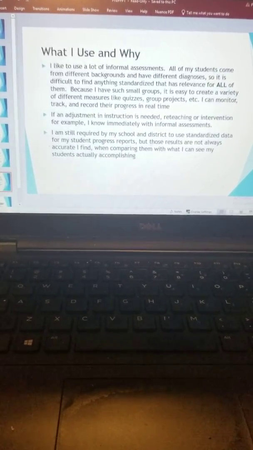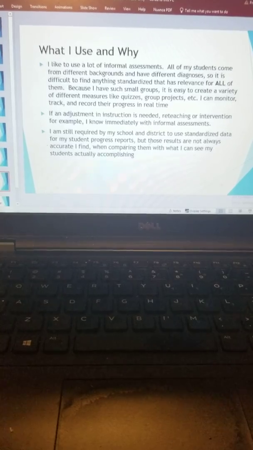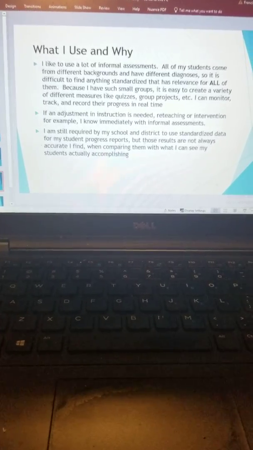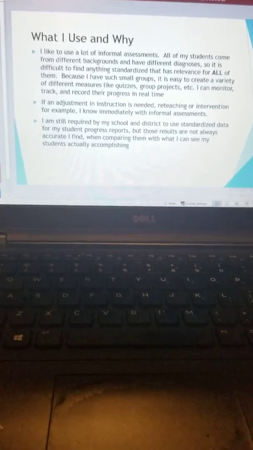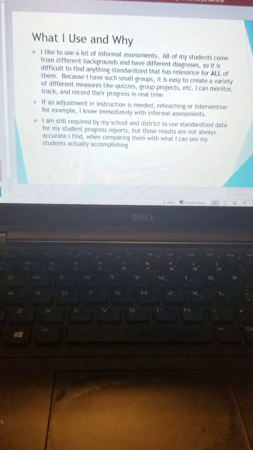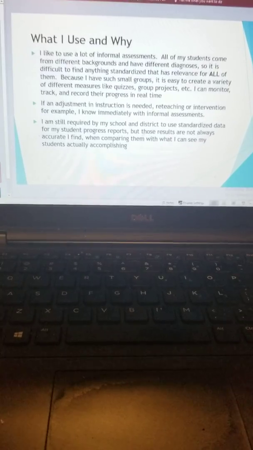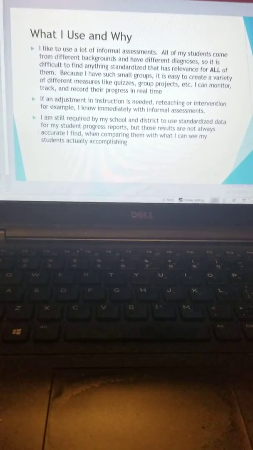Because I have such small groups, it is easy to create a variety of different measures like quizzes, group work, projects, etc. I can monitor, track, and record their progress in real time. And if an adjustment in instruction is needed, reteaching or intervention, for example, I know immediately.